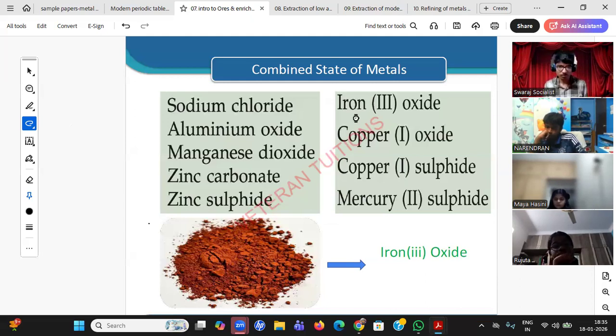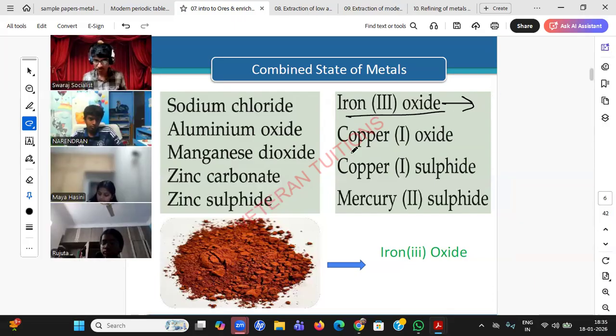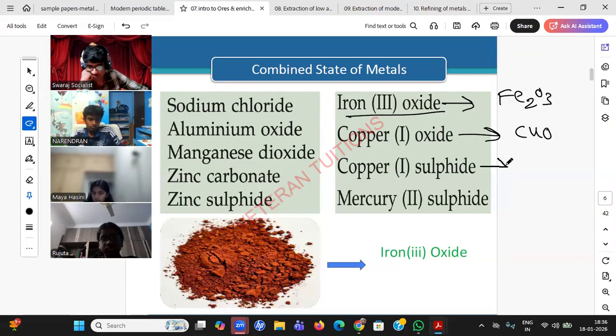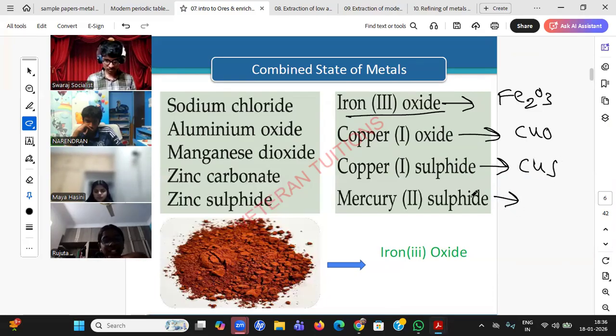Can anybody say what iron 3 oxide means? The formula? Narendran, what is this formula? Iron 3 oxide. Sir, Fe2O3. Fe2O3. Copper oxide? Sir, CuO. Okay, Rujita, copper sulfide? Sir, Cu2S. No, CuS. CuO, CuS. Okay. Yes, Fadila, mercury sulfide?